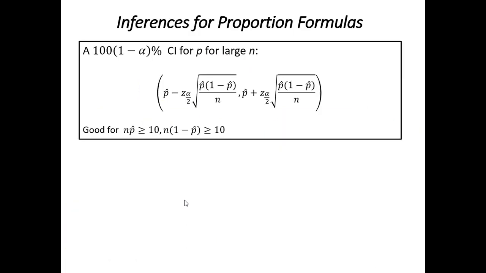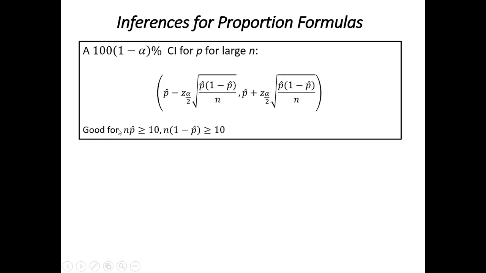Just a quick review of some of the key formulas. When we want to put together a confidence interval for the population proportion, we have a formula that looks like this. p hat is our sample proportion. We get our critical values from the normal distribution, so we have these terms z alpha over 2, and then the square root of p hat times 1 minus p hat over n. n is our sample size.